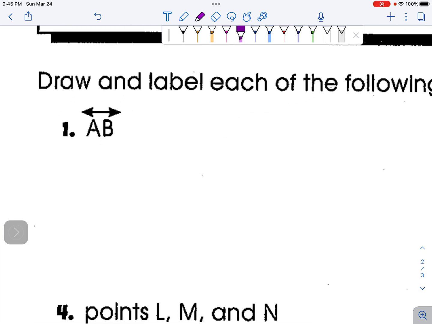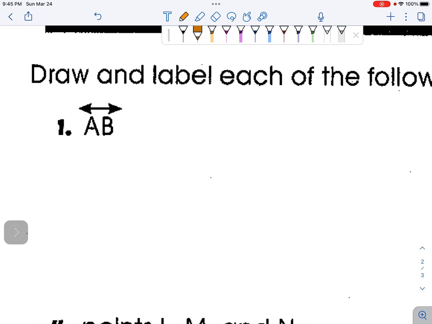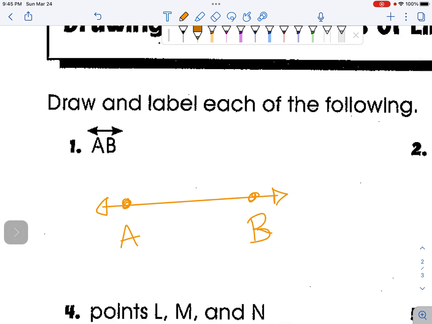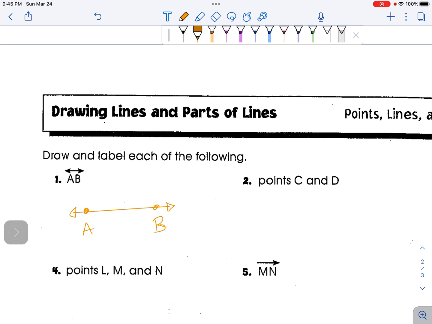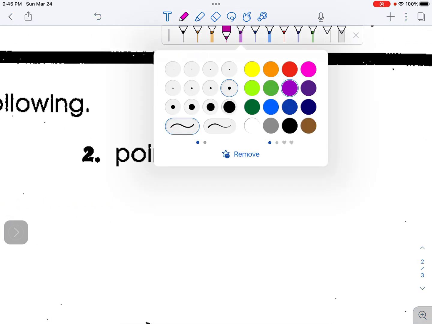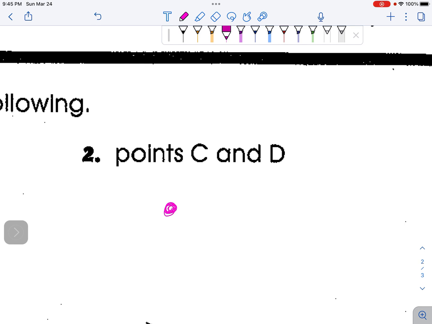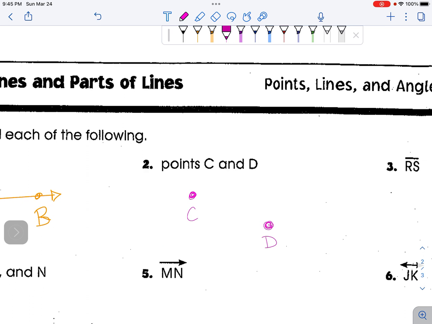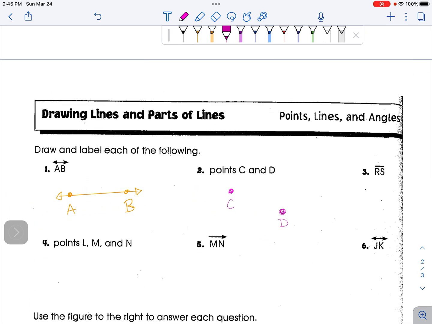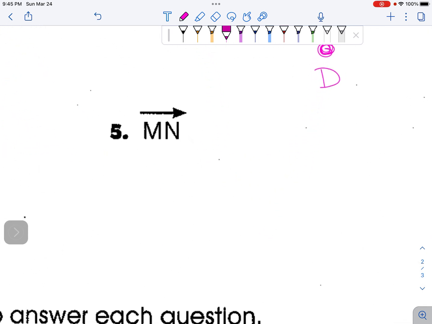So if I look at number 1, I can see that there's an A and a B. So I'll draw a point A and a point B, and then I need a straight line through them. And then it says arrows on both ends. So this is line AB. For the next one, points C and D, just make sure that they're big enough that you can see them. Point C and point D.